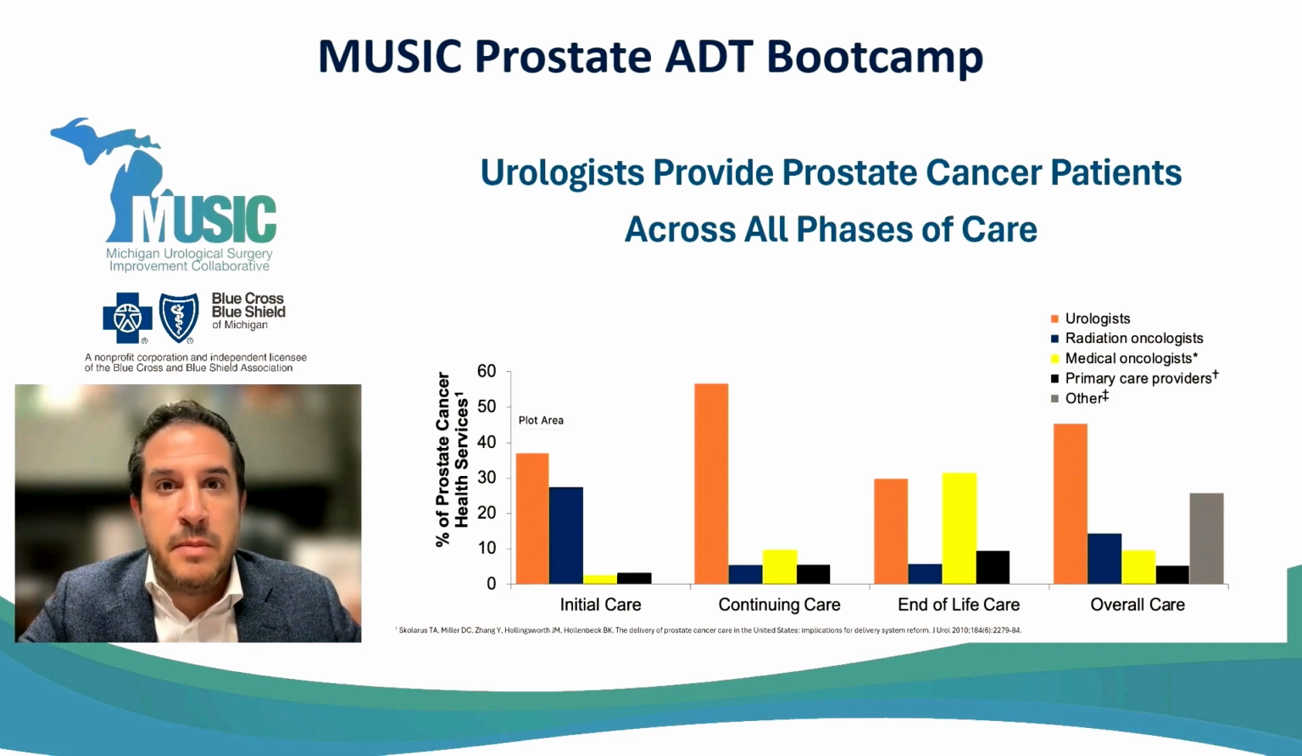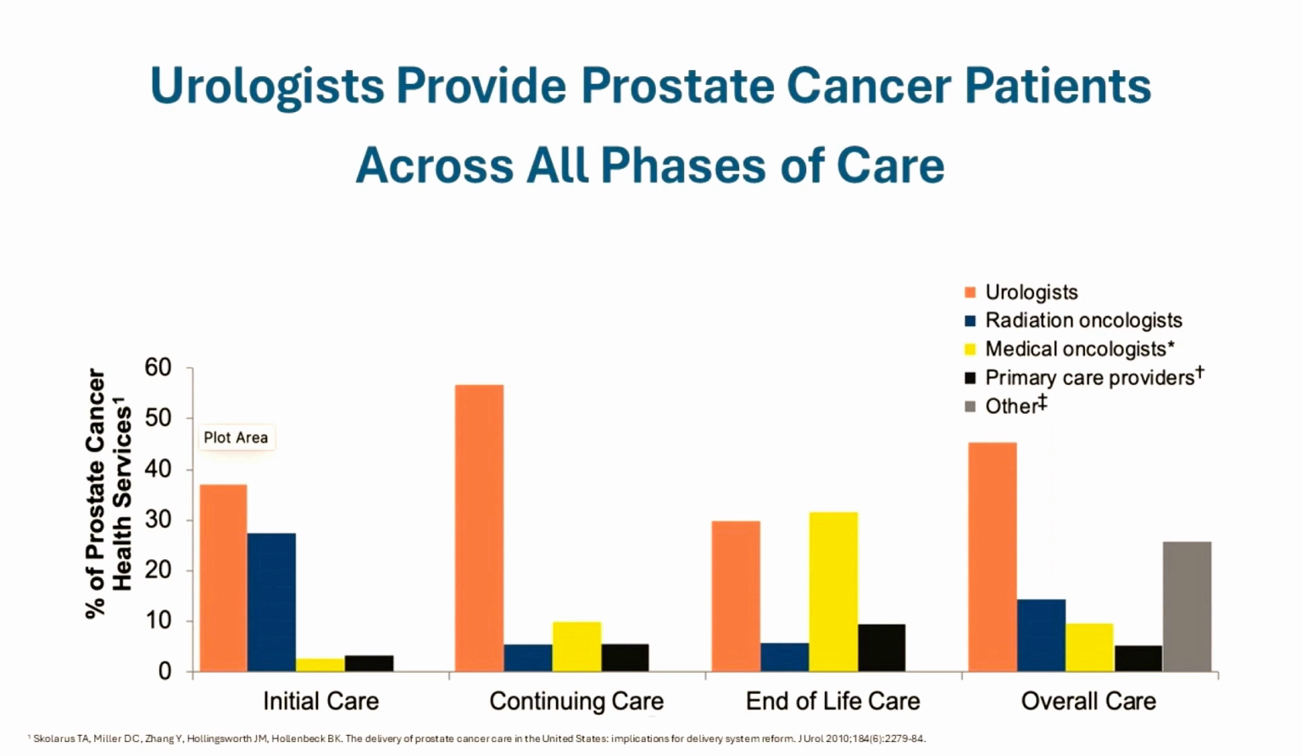Many of you will ask, why is it important for a urologist to be involved with the management of ADT in prostate cancer patients? Here's a study from the University of Michigan that looked at claims data in the early 2000s that showed that urologists are involved in all phases of the care of a patient, from initial care to continuing care to end-of-life care. You can see in this slide that the orange or salmon-colored bar represents urologists. Based on the claims data, urologists are involved in the care of the patients essentially from diagnosis to death. So I disagree with many urologists who say that we don't need to be involved or understand the management of ADT, because we are treating these patients.